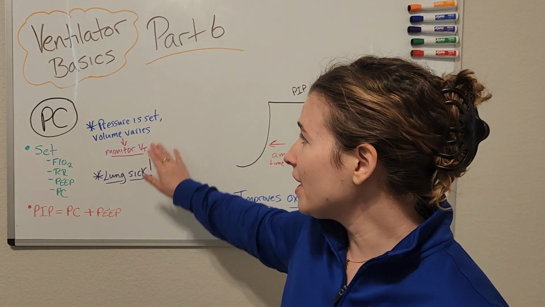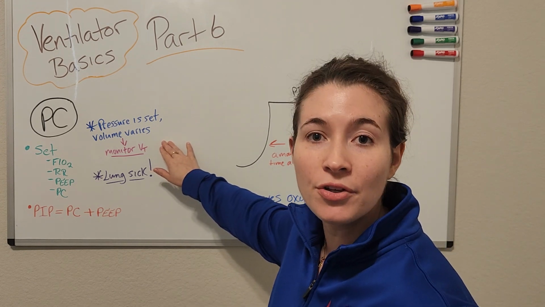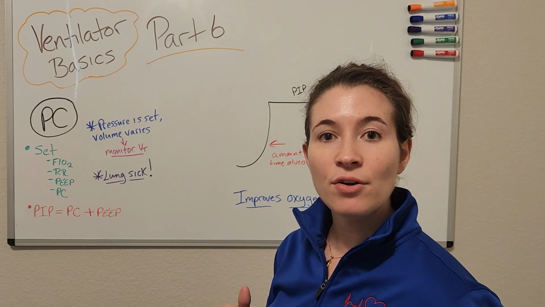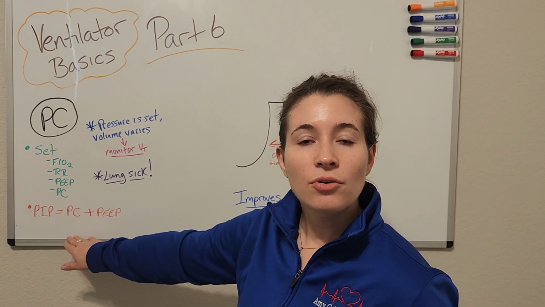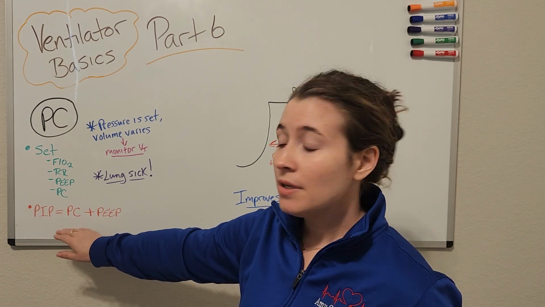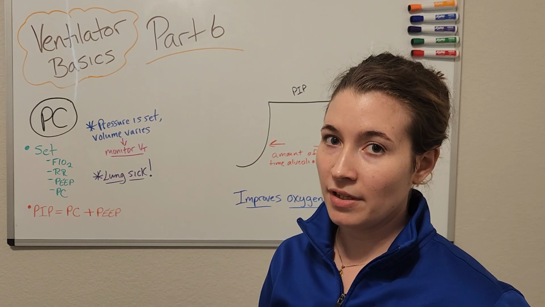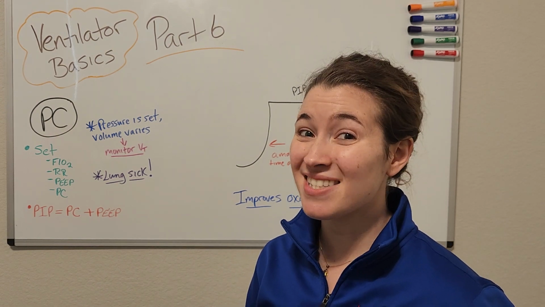Now, because the pressure is set in this mode, that means the volume is going to vary. So we really need to be watching the tidal volumes on the ventilator. When you're looking at the ventilator in this mode, the PIP that you see in the top corner of your ventilator is not going to change. Remember, your pressure is set.